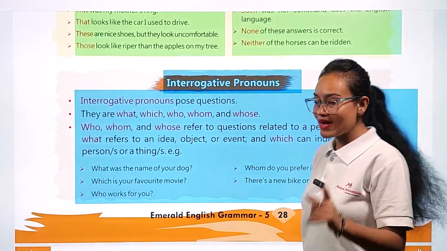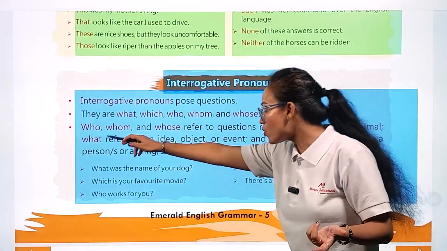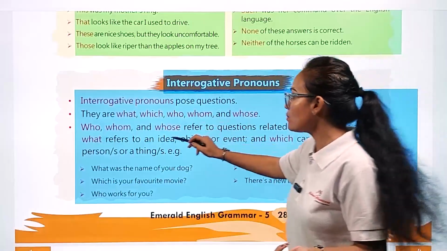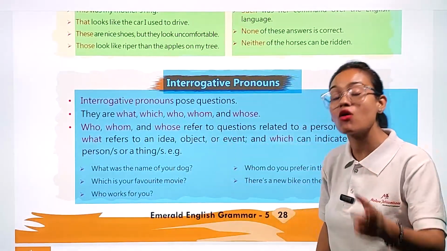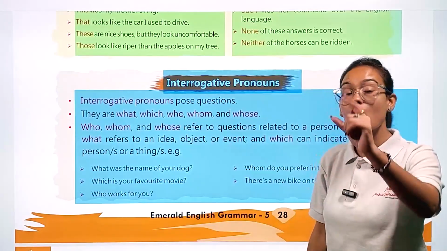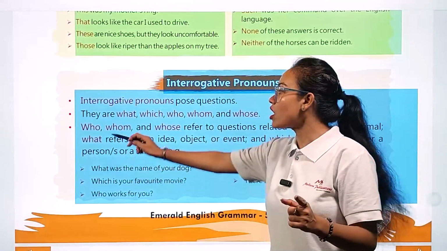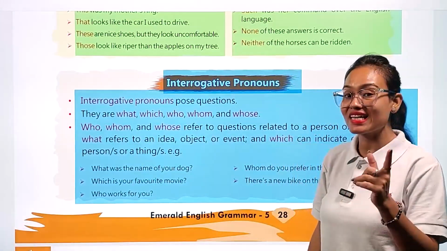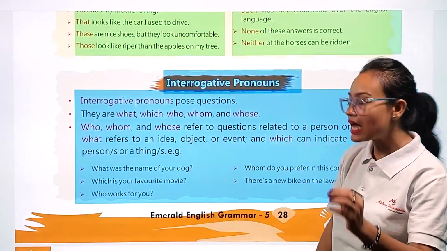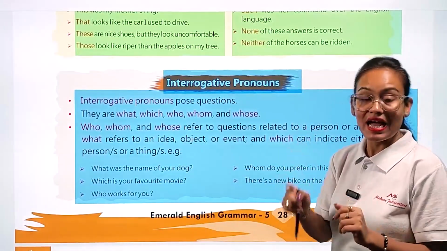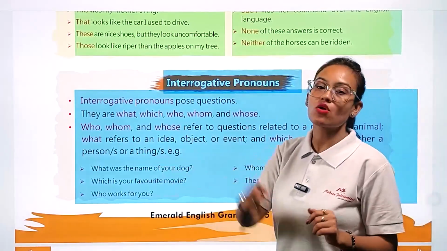Okay. So my dear student, whenever you see those words, who, whom, and whose, it means what? These three words, who, whom, and whose, are referring to a person or an animal. And whenever the word "what" is used in a sentence, it means an interrogative pronoun talking about the idea, object, or event. And on the other hand, "which" is talking about the person or anything.